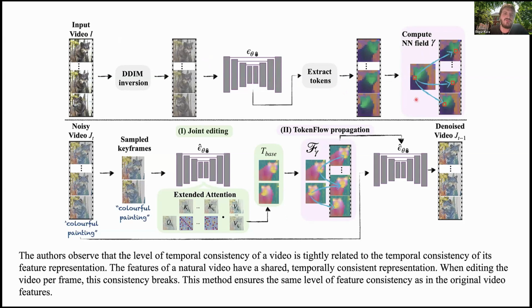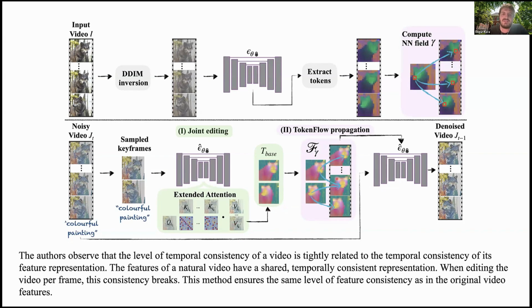They compute the nearest neighbor field of each frame, meaning that if we take the nose of the wolf, we find the corresponding patch of the nose of the wolf in all of the other frames. And at sampling time, we use the noisy video, the noise, then they sample some keyframes and use some architectural layers called extended attention and so on.